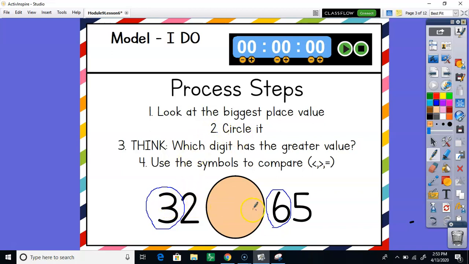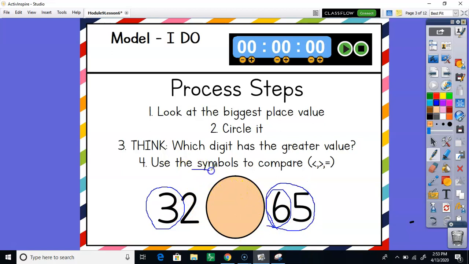Step 2 is to circle it, and I did that. So now I'm going to think. Before I write anything down, I'm going to think in my head, which digit has the greater value? Does the 3 in the tens place have a bigger value than this 6 in the tens place? I know the value of this 3 is 30, and the value of this 6 is 60. So I know that 60 is greater than 30, so this is going to be the bigger number.